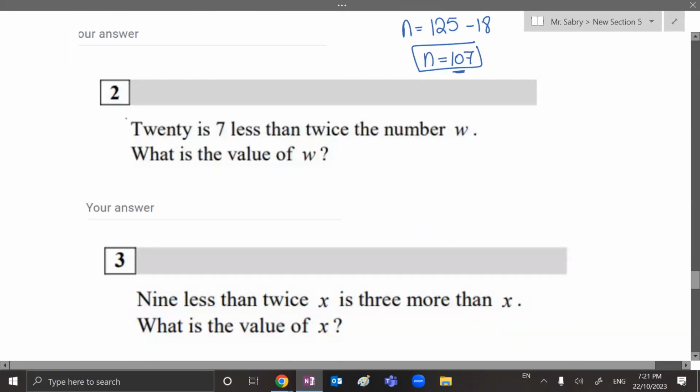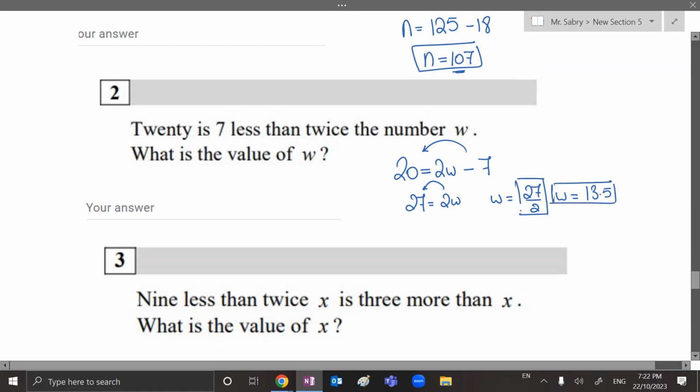Now, number 2. 20 is, so 20 equals. 7 less than something, so something minus 7, less than twice the number w, so 2w is supposed to be written here. You see the structure of what I wrote before. If I'd like to find w, I'll move this, so I'll get 27 equals 2w, and then I'll move the 2. So w will be equal to 27 divided by 2, which means w is now equal to 13.5. You can write it as 13.5, or you can write it as 27/2. They're both correct.